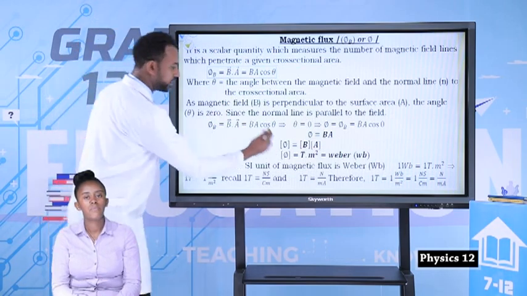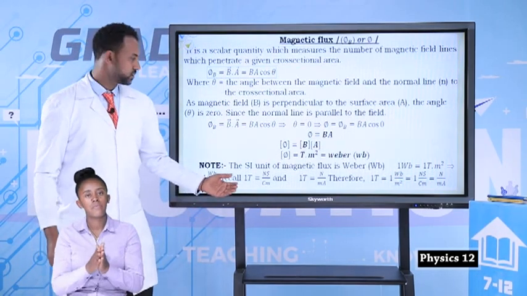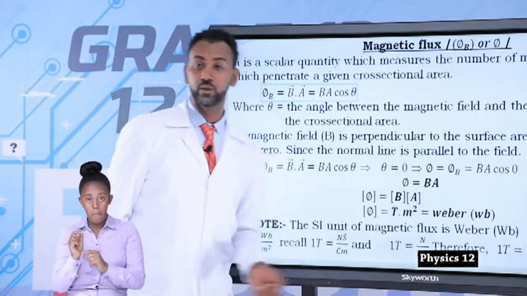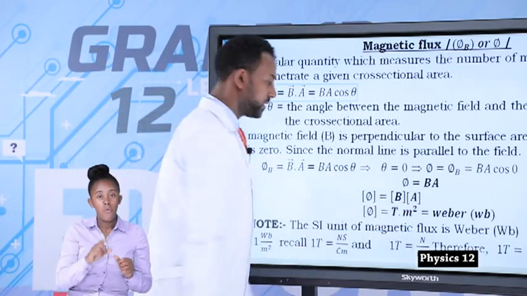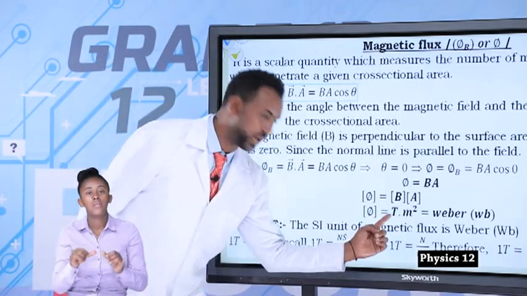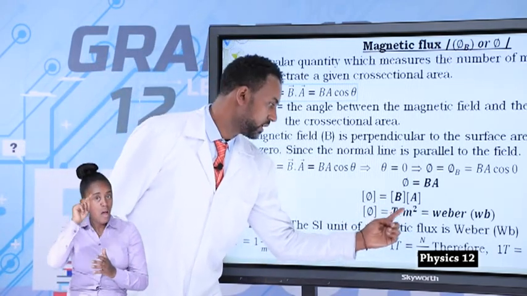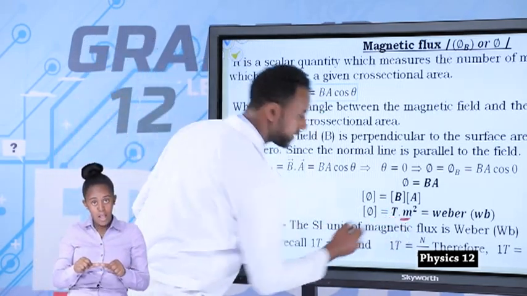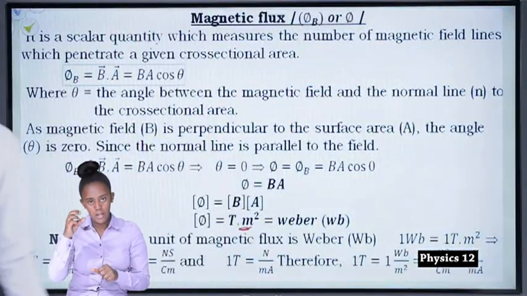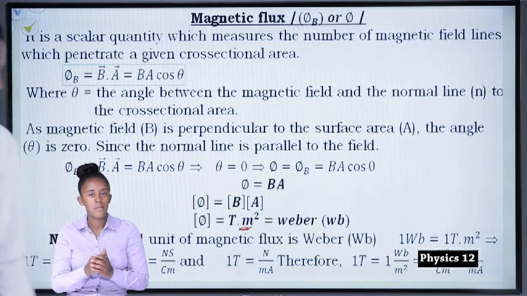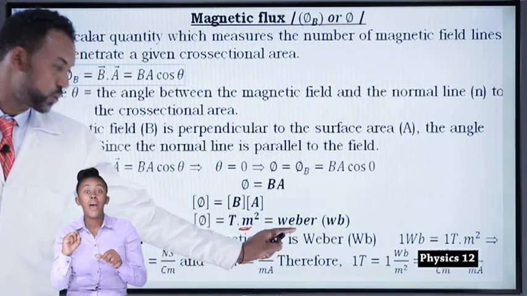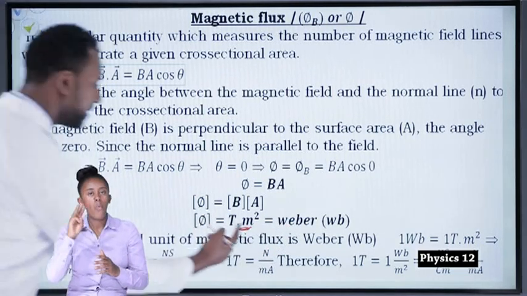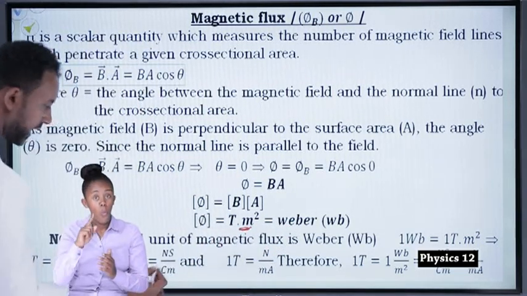Now let's try to determine its unit. What is the unit of magnetic flux? It can be given as the unit of magnetic field times the unit of cross-sectional area. The unit of magnetic field is Tesla, as we have previously mentioned, and the unit of area is meter squared. So what is the SI unit of magnetic flux? It is the Weber, in honor of Wilhelm Eduard Weber.